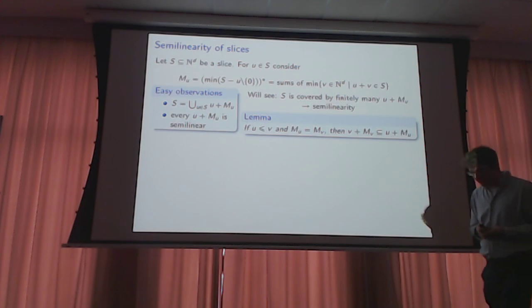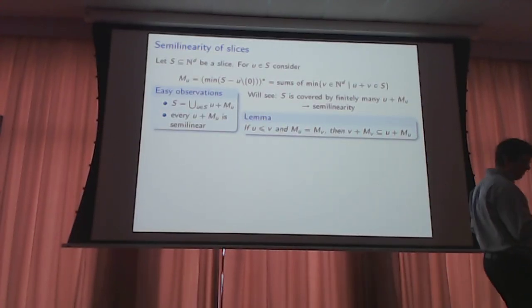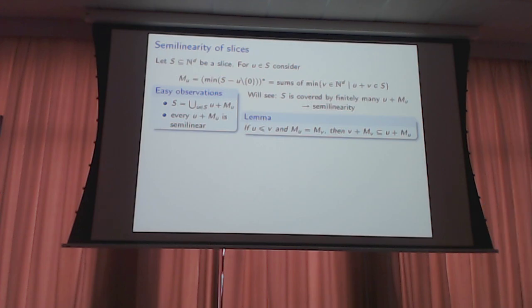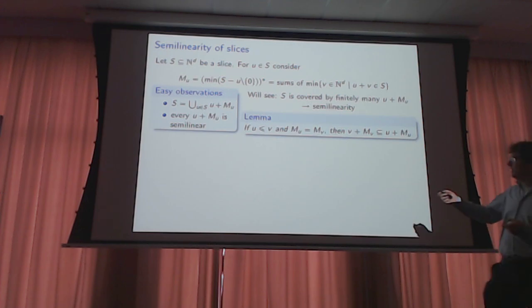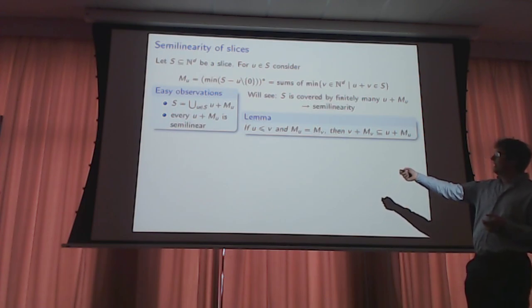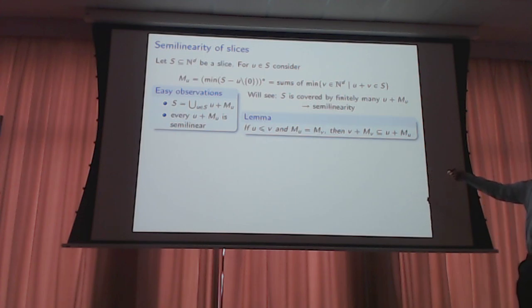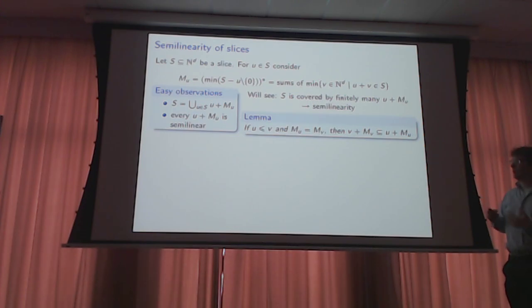So the first observation is: if you have two elements from S, and they have the same monoid, then the patch of the larger one is already contained in the patch of the smaller one. Right? This is a natural step on the way to showing that there are only finitely many. If you have a larger one, then it already covers the smaller one. That's the moral of the lemma. And this is not hard to show.